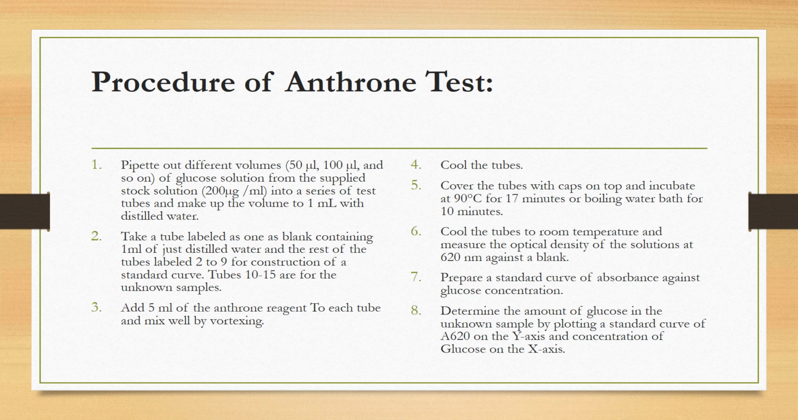Mark the unknown samples from 10 to 15. Add 5 ml of the anthrone reagent to each tube. To each of these tubes we add 5 ml of anthrone reagent and mix well by vortexing. Then cool the tubes.